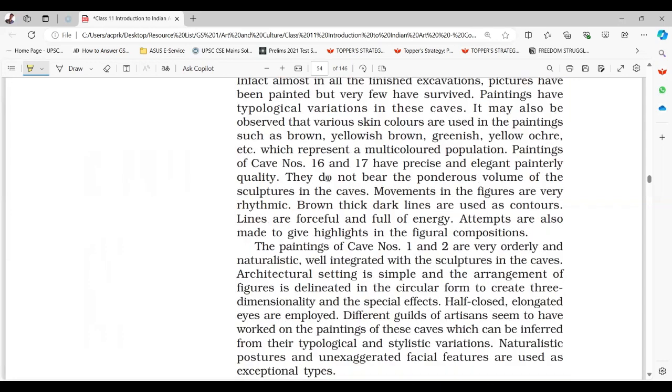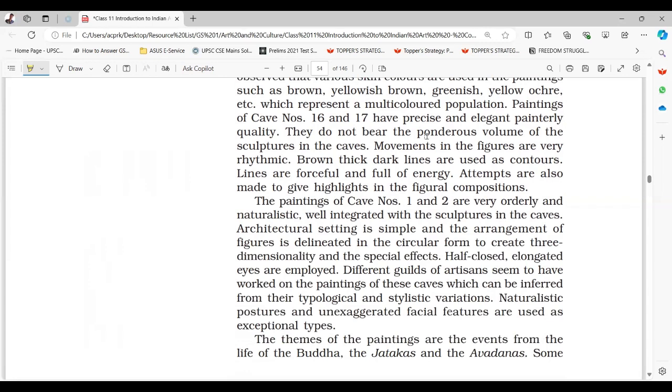Paintings of cave number 16 and 17 have precise and elegant painterly quality. They do not bear the ponderous volumes of the sculptures. Movements in the figures are very rhythmic. Brown thick dark lines are used as contours. Lines are forceful and full of energy. Attempts are also made to give highlights in the figural compositions.